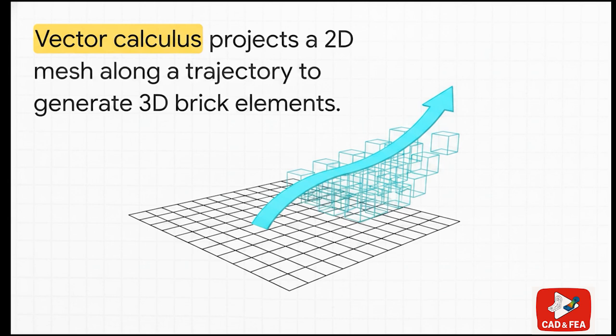Well, here's a kind of fascinating industry secret. A fully automated universal hex meshing algorithm for any arbitrary shape doesn't actually exist yet. No way, right? Because of that, the software has to rely on sweeping and extrusion. It takes that flawless 2D quad mesh we generated earlier, applies vector calculus, and mathematically projects it along a trajectory. It basically generates those 3D brick elements layer by layer until the entire volume is full.